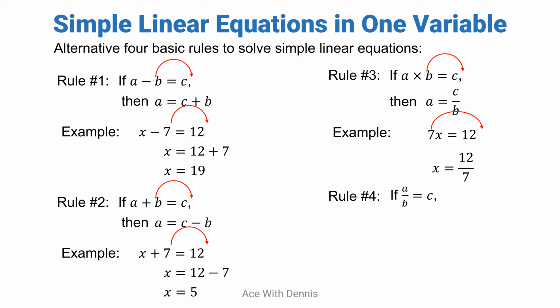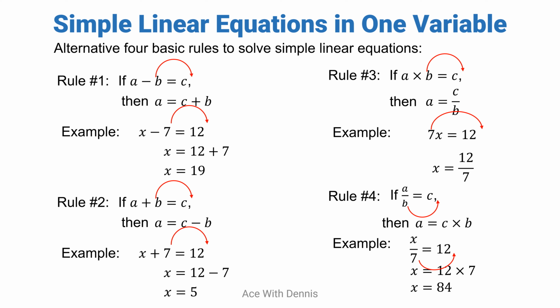Rule number 4. How about division? If a over b equals c, then we move the b to the right hand side. From division becomes multiplication. So a equals c times b. Example, x over 7 equals 12. Move the 7 to the right hand side. From division it becomes multiplication. So x equals 12 times 7. Hence x equals 84.